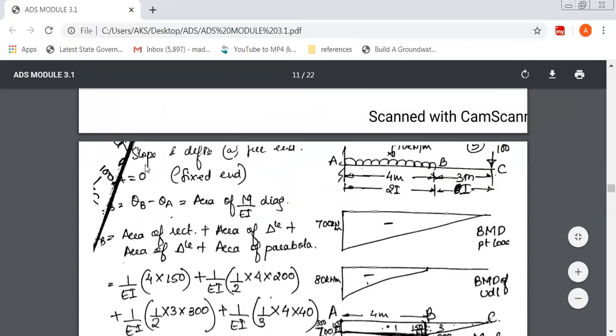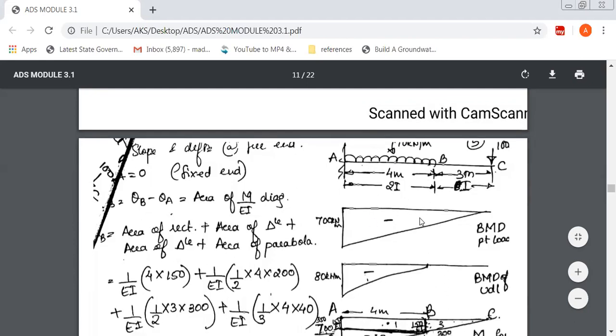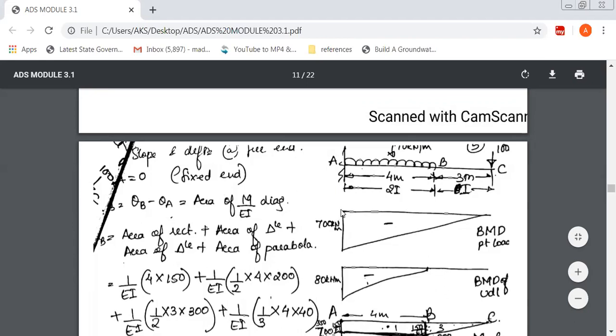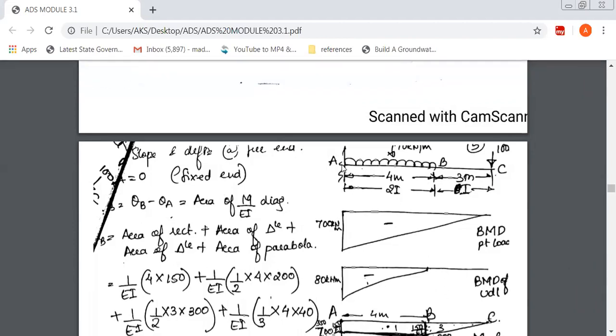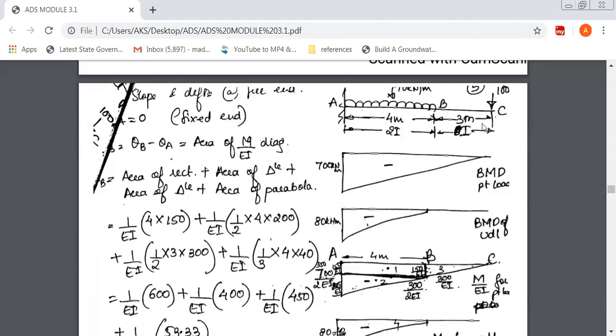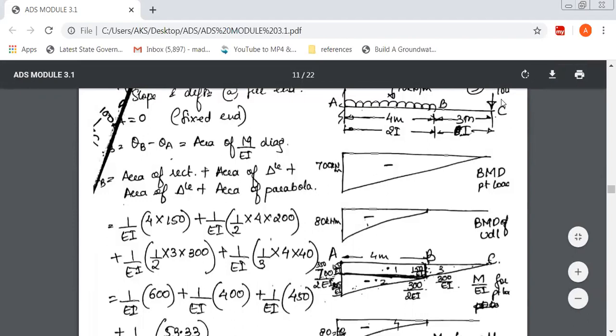Okay, now let us start with the problem. Find slope and deflection at the free end for the given beam. First, as usual, draw the diagram. Then the deflected shape of the beam is obvious: at the free end, deflection is more, and at the fixed end, it is 0. There are two types of loads here. First is a point load, and then there is a UDL.